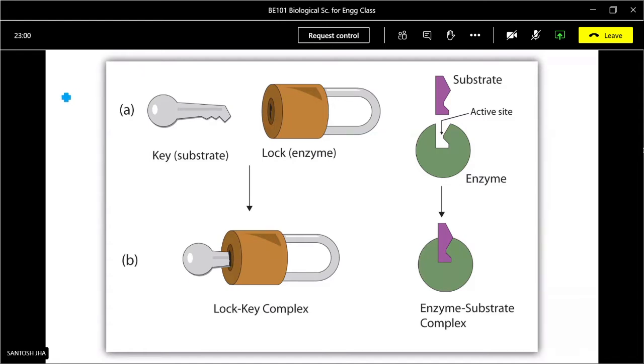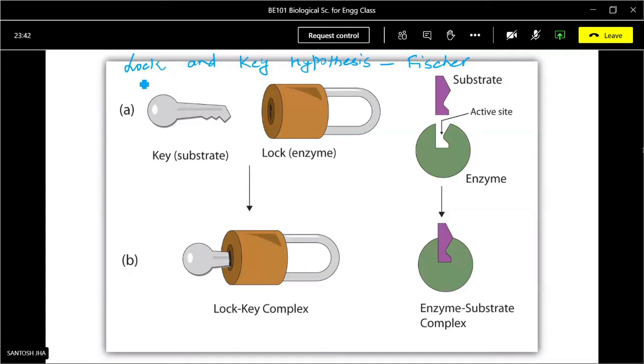Now next is the mode of action of enzymes. How does enzyme interact with the substrate? For this, we have a few hypotheses. This one is known as the lock and key hypothesis. This lock and key hypothesis was proposed by a scientist, Fischer. Basically, this hypothesis explained the mode of interaction or nature of interaction between the substrate and enzyme molecules.